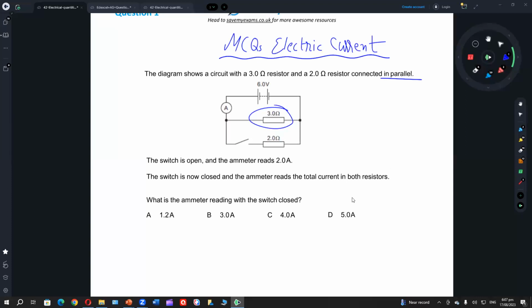So I can use a ratio method and add the currents, or I can use the Ohm's law method. In parallel, voltage is the same.